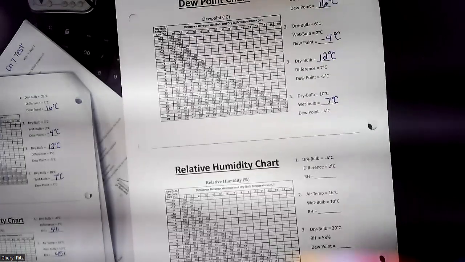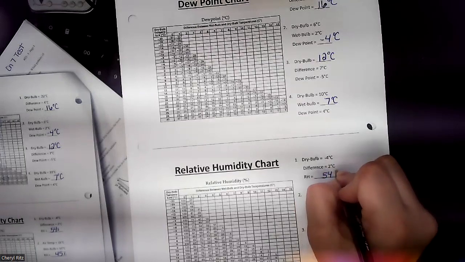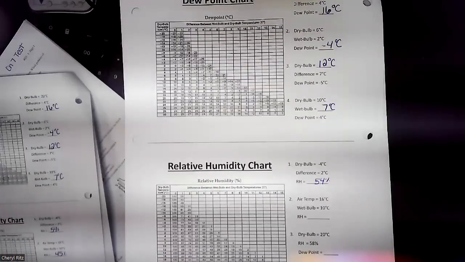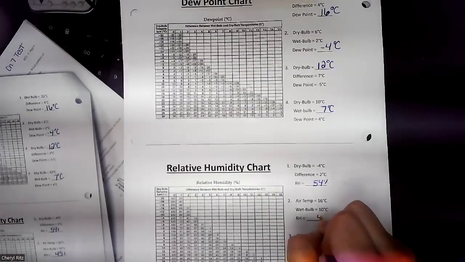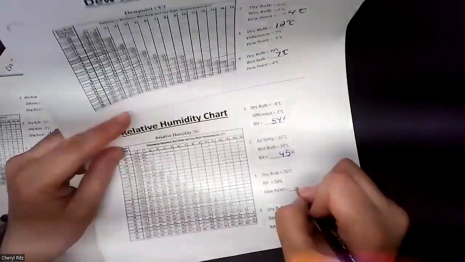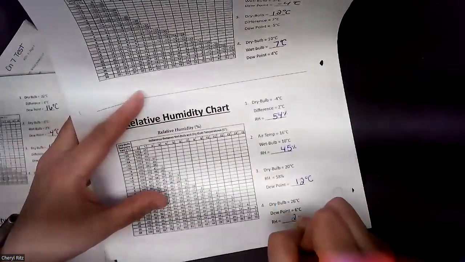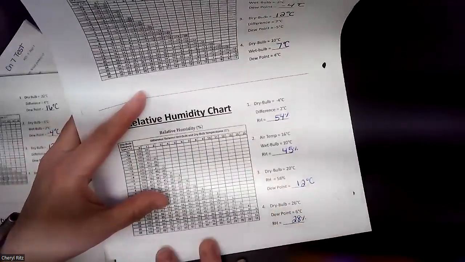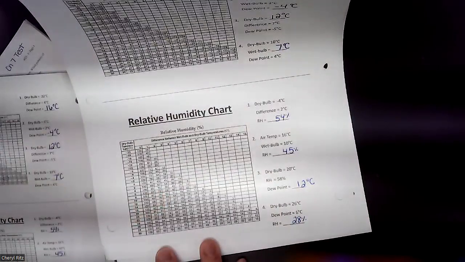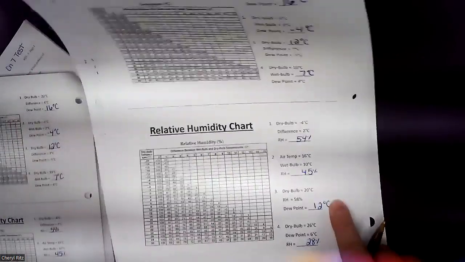All right, then moving on, we got 54 degrees Celsius. No, we don't, we have 54%. 45%. 12 degrees Celsius. And 28%. Which one should I go over? Just three? Yes. Okay, let's go over this one.